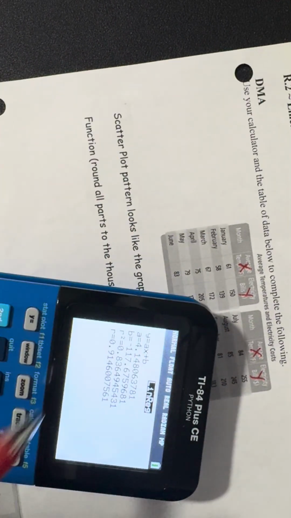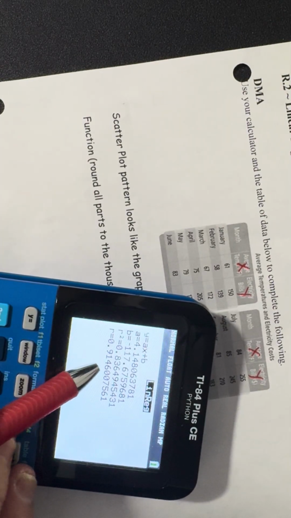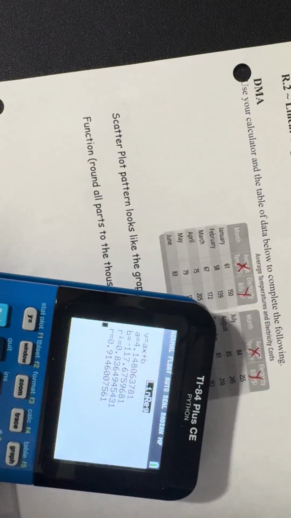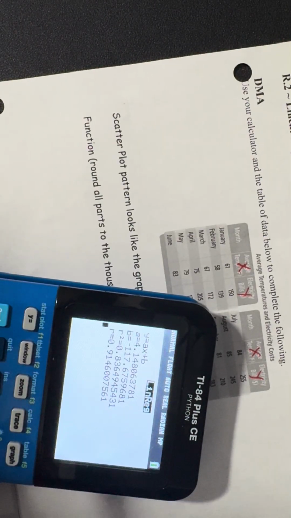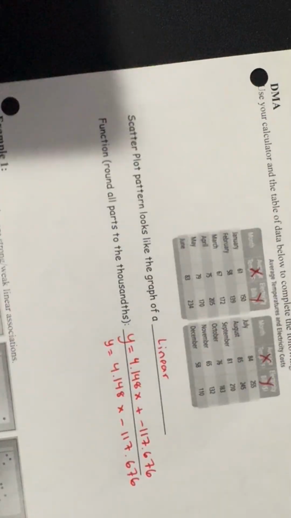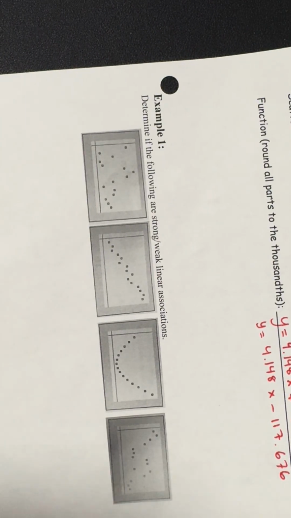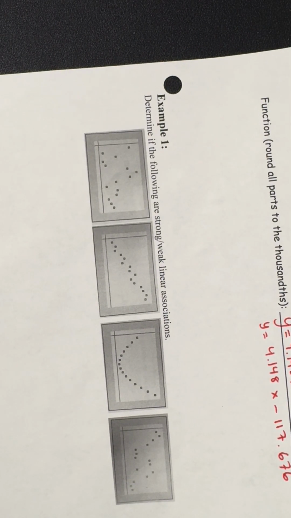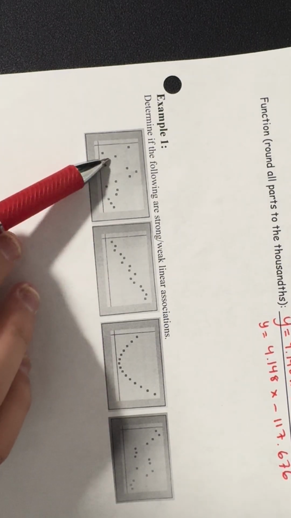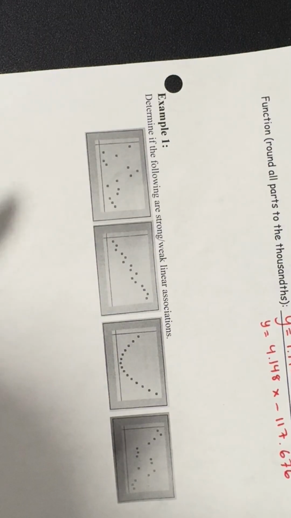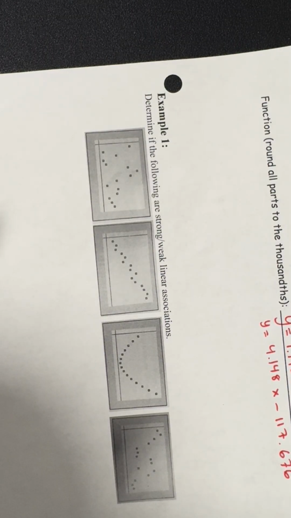Now, the r value right here tells you how good the fit is. Remember, the closer you are to 1, the better, in terms of how close your points are to the line of regression. We don't have to graph the line of regression, but what we have here is some interesting stuff. We're going to look at all these and determine whether the following are strong or weak linear associations.